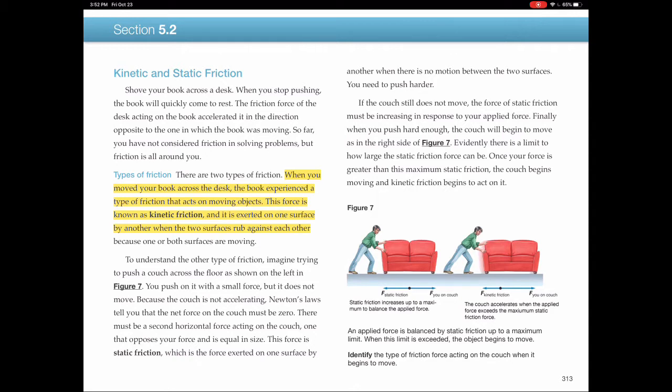Notice that the force of static friction will vary. It depends on how much force you're applying. If you apply a tiny amount of force, there'll be a tiny amount of friction force. If you push harder, the friction force will become harder. Eventually, you push hard enough that you overcome the force of static friction, and the couch begins to move. At that point, the opposing force is kinetic friction.